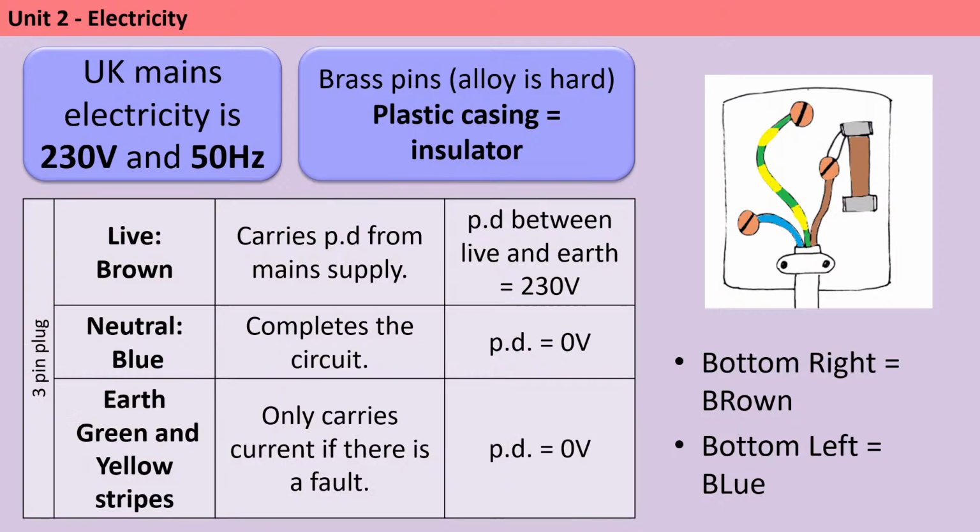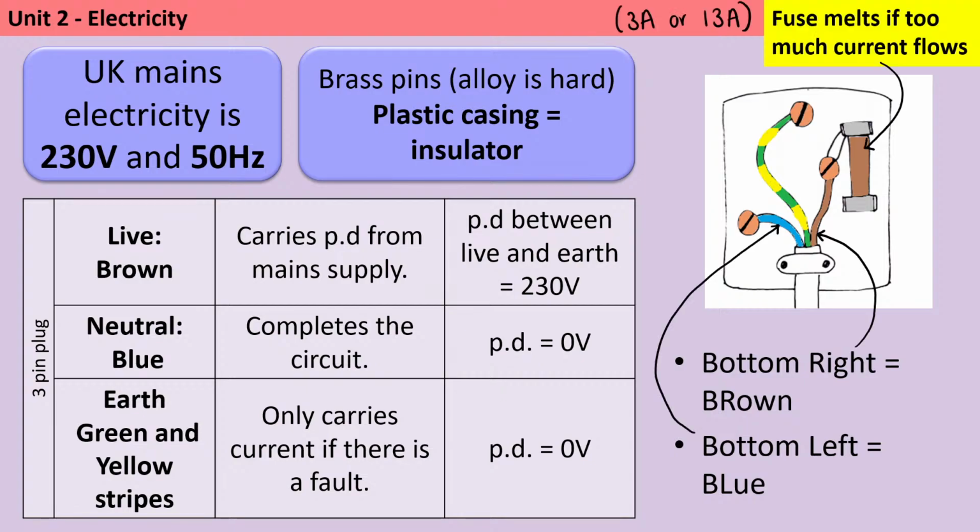The earth wire has green and yellow stripes, and it's a safety wire to stop the appliance becoming live if there's an electrical fault where the live wire touches the metal casing. The plug also contains a fuse, which will melt if too much current flows. It's really important that you talk about it melting, not saying it blows up.